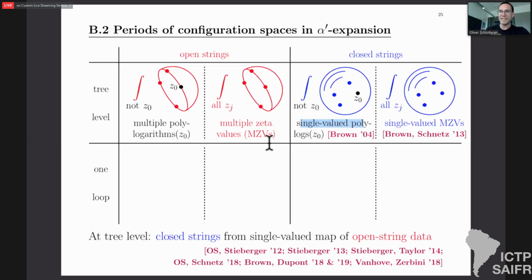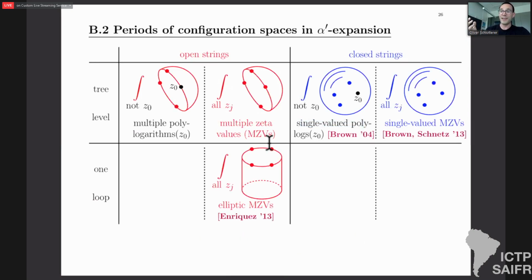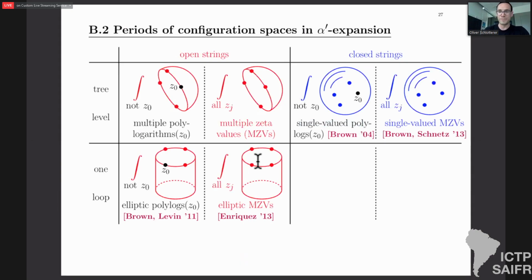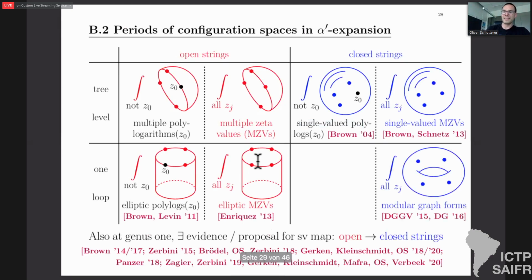And for sure, it's an appealing scenario to get closed string results for free also at higher genus. So that's why we find it essential to think about a higher genus uplift of a tentative single-valued map. To also do this, say, with functions of the modular parameters that you get when you start integrating open string punctures over a cylinder worldsheet, as it occurs at genus 1. So as you go to one loop, the function space of configuration space periods is getting way more interesting, involving, say, elliptic multiple zeta values, elliptic analogs of polylogarithms. And then on the closed string side, there is a beautiful system of non-holomorphic modular forms.